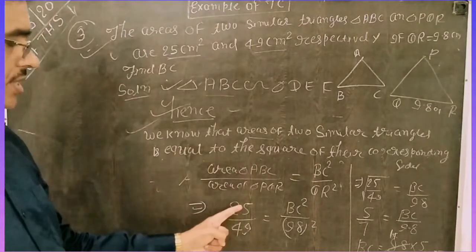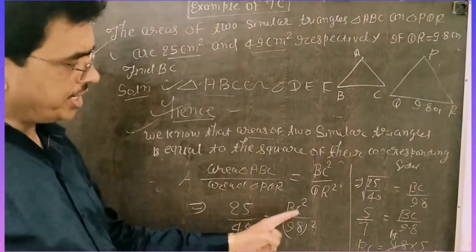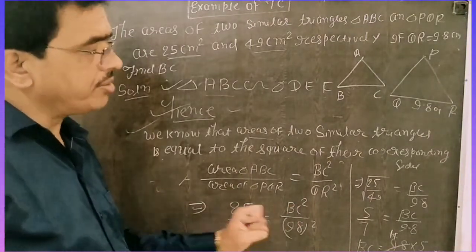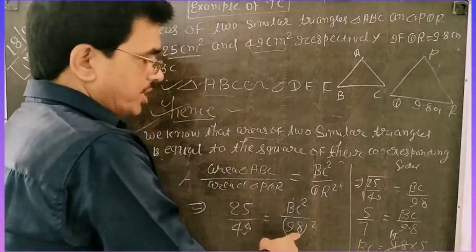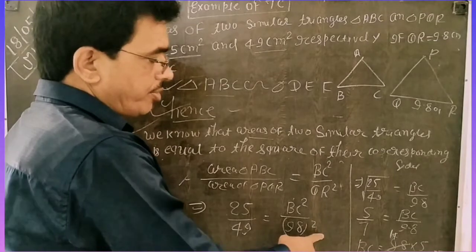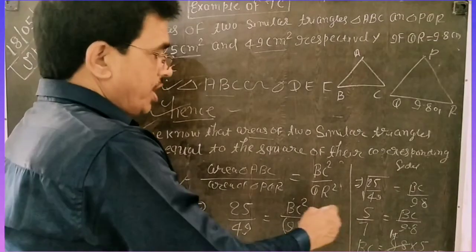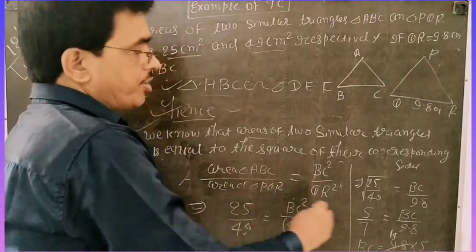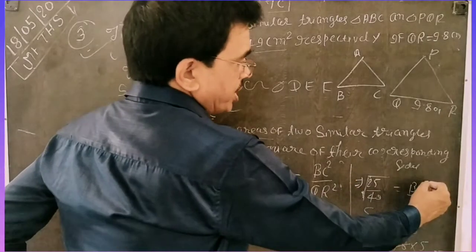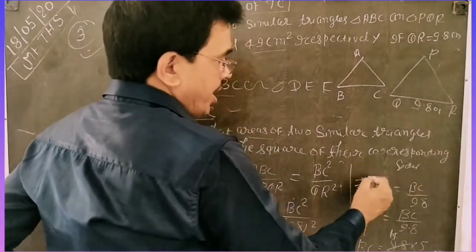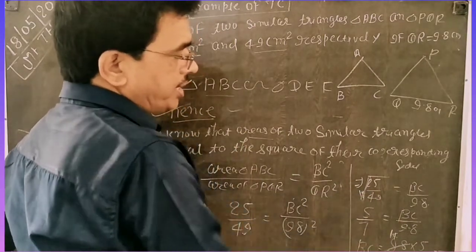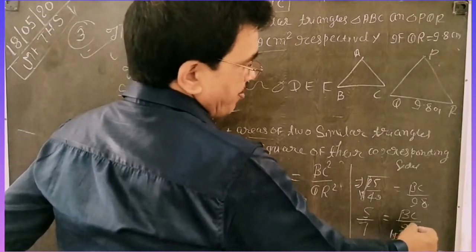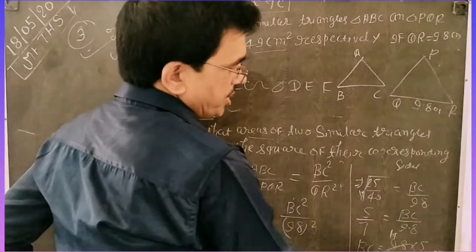Write area ABC 25/49 is equal to BC square by 9.8 whole square. This square is converted into roots. Never square 9.8 by multiplying 9.8 into 9.8, this type of solving is not needed. You always convert the square into root. So I convert into root, so 25 is 5 and 49 is 7. It's equal to BC by 9.8. Cross multiplication. So BC is equal to what?